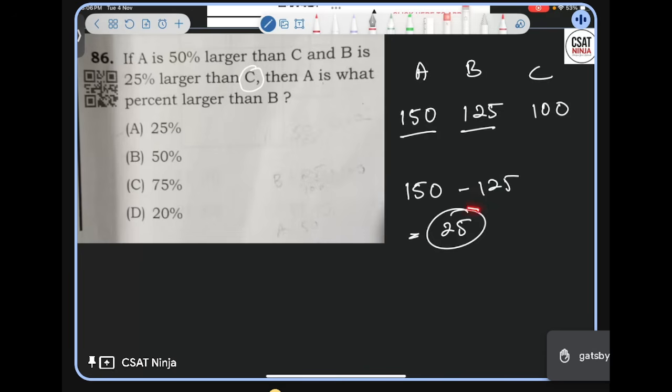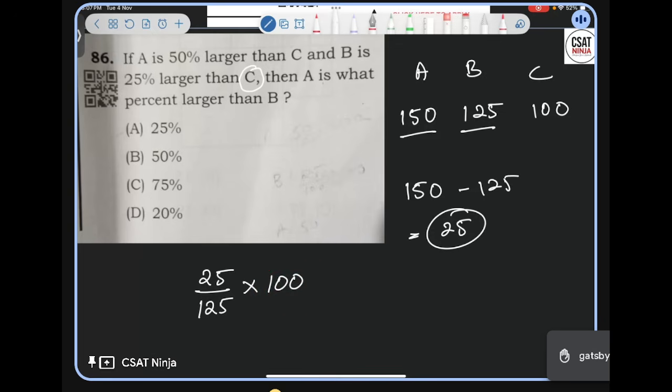We have learned from percentage that whenever you are comparing two quantities, A is 25 more than how much? We are comparing A with B, so B should be in your denominator. A is 25 more than B, and we need the answer in terms of percentage. That's the reason why I'm multiplying by 100.